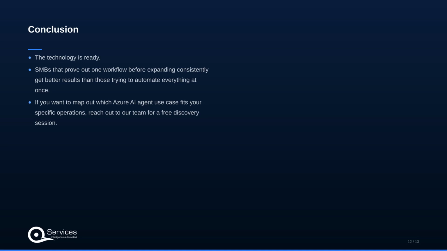The 5 workflow wins above share a common pattern: repetitive, data-heavy tasks where the cost of errors is high and human time is the bottleneck. The technology is ready. The real variables are getting the architecture right, starting with clean data, and building human review steps that make the system trustworthy over time. SMBs that prove out one workflow before expanding consistently get better results than those trying to automate everything at once.